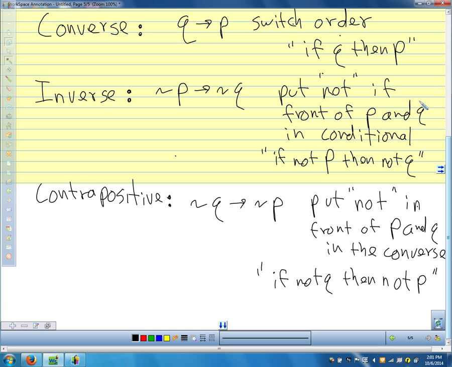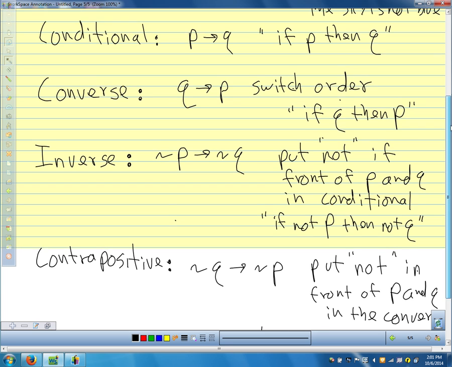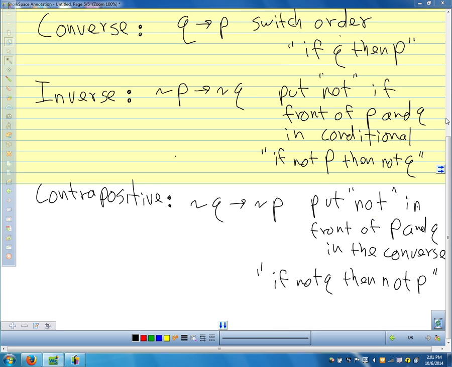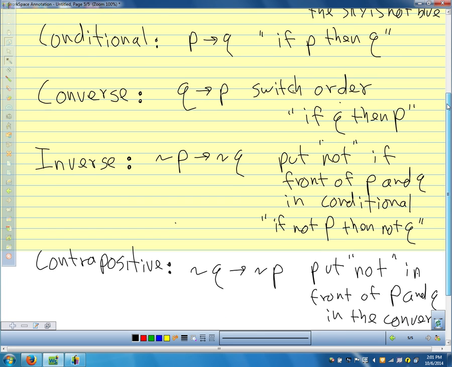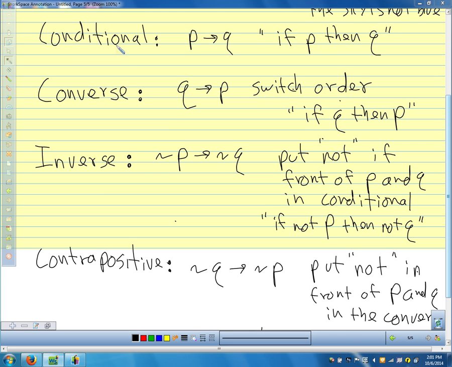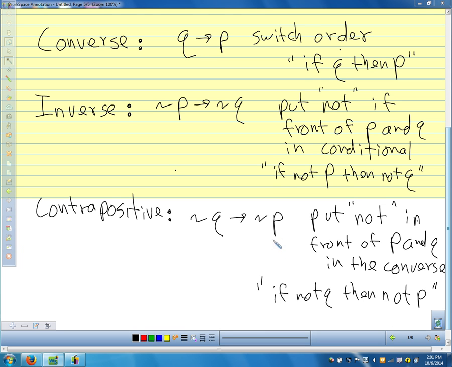So those are the relatives of our original conditional statement. Our conditional, if P then Q. The converse, we switch the order. The inverse, we make the negation of the conditional, we put a not in front of the P and a not in front of the Q. And the contrapositive, we form the negation of the converse. Put a not in front of the P and the Q in the converse.